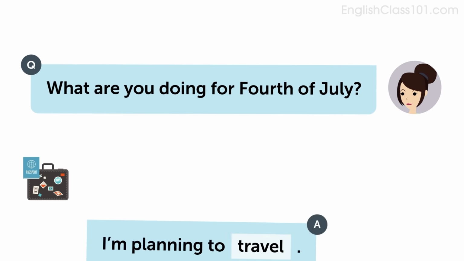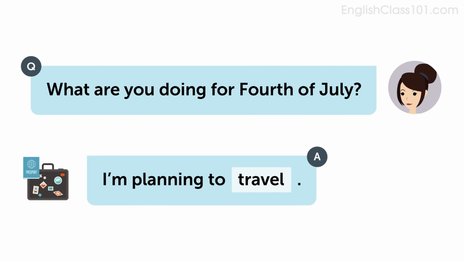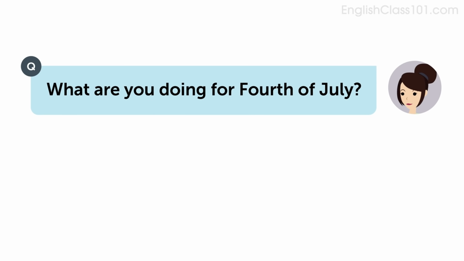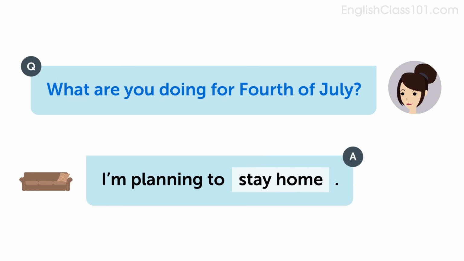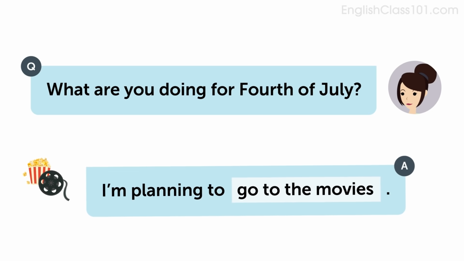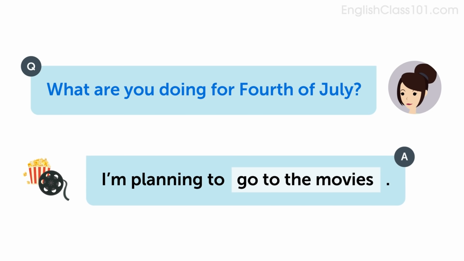Let's look at some examples. Listen and repeat or speak along with the native speakers. What are you doing for 4th of July? I'm planning to travel. What are you doing for 4th of July? I'm planning to stay home. What are you doing for 4th of July? I'm planning to go to the movies.